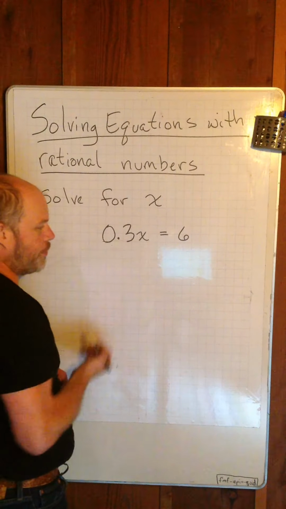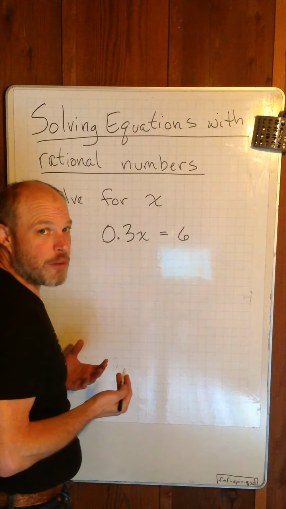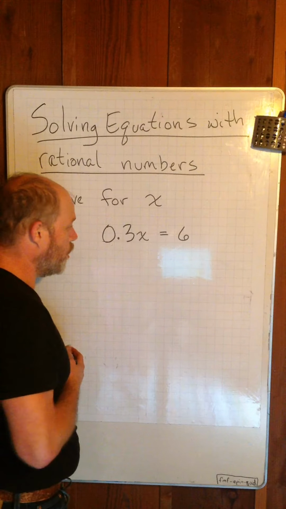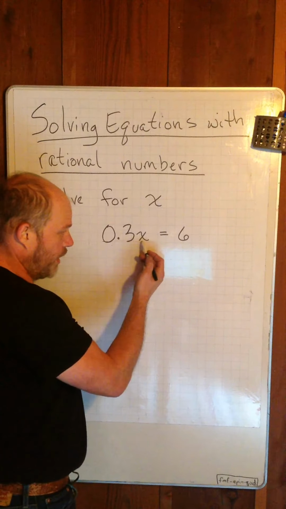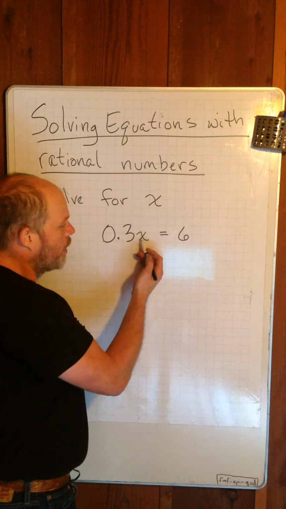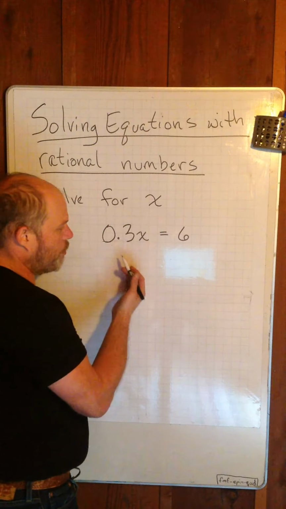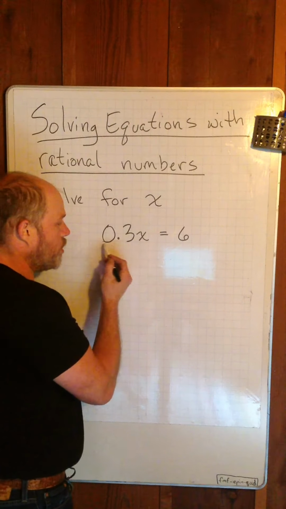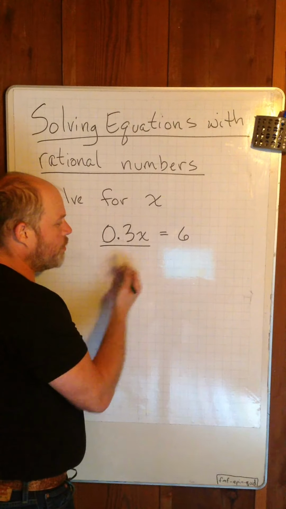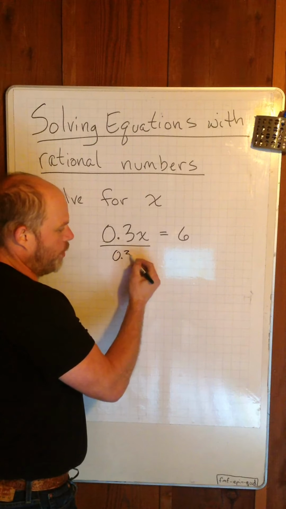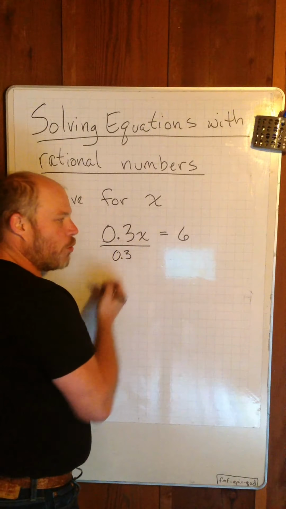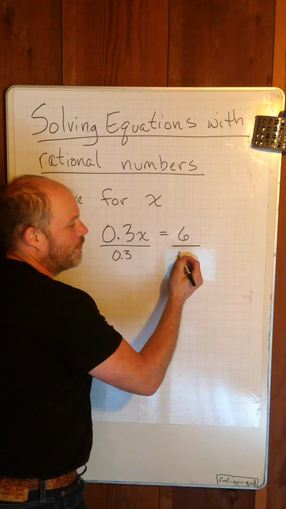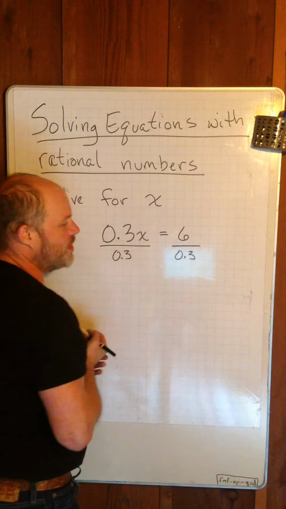Now, 0.3 is no different from any other number that we've worked with before. We've been working with whole numbers, now we're dealing with a decimal, but it's still being multiplied by the variable. And so if the variable is being multiplied by 0.3, to undo multiplication, I need to divide by the same thing. So I'm going to divide by 0.3. Now, when I do something to one side, as you know, you have to do it to the other. Divide by 0.3 on this side.